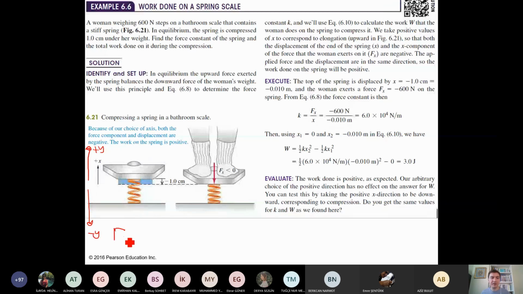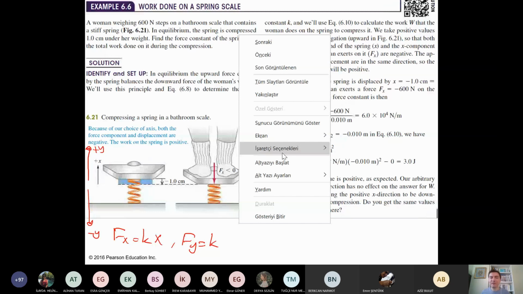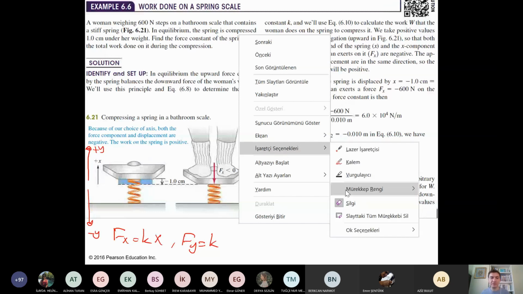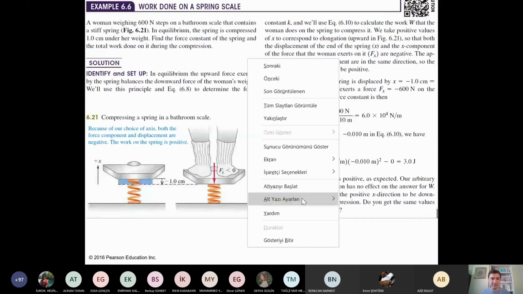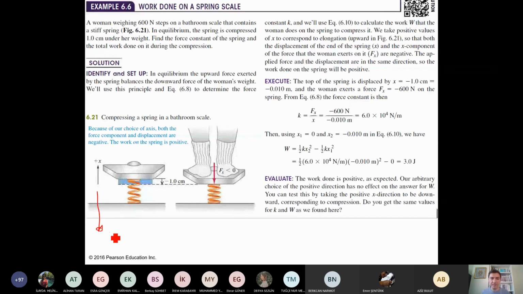Or you can choose vice versa. So instead of Fx = kx, you can also write this formula, but this is not necessary here. If you choose positive x upward and negative x downward, then you compress the spring by -1 centimeter, which is equal to -0.01 meter. And the woman exerts a force, which is given in the question, 600 Newton.